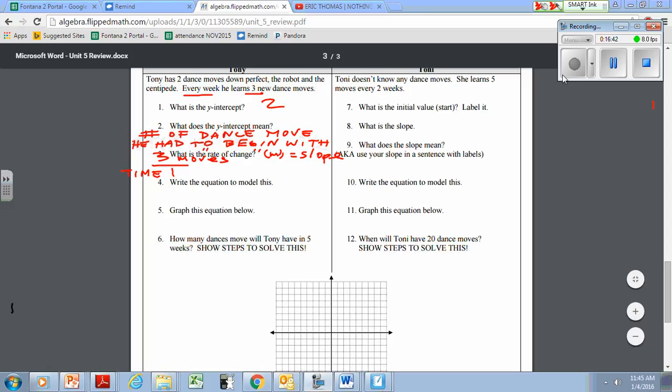All right. Let's see what's the next thing here. Oh, write the equation. Oh, sweet. You try and write it. Y equals mx plus b.